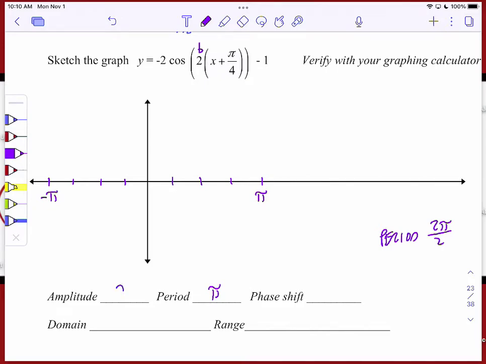The amplitude is always positive. So if you wrote -2, erase the negative. Probably a lot of people have written -2, and that's okay. Just change it to +2.